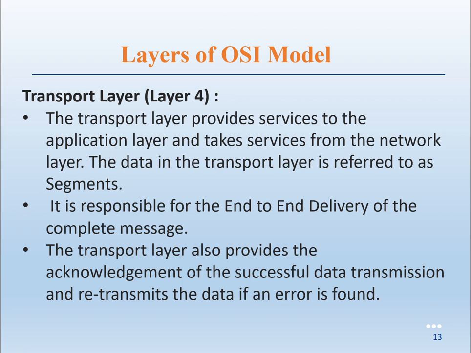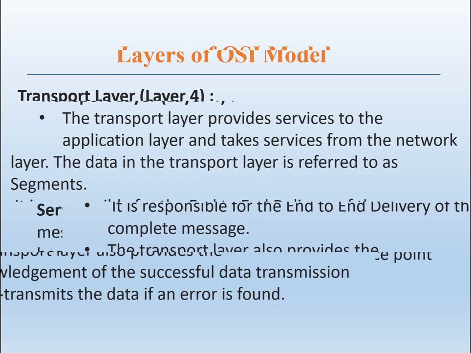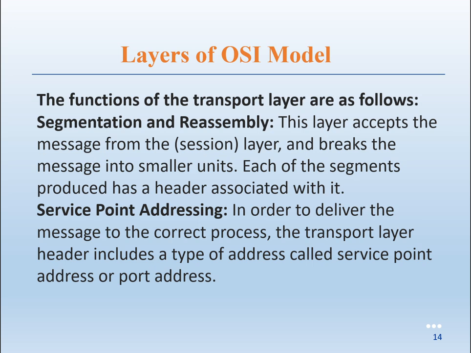The fourth layer is the transport layer. The transport layer provides end-to-end communication between two devices. It ensures data is delivered reliably, in order and without any error. It also handles segmentation, error control, and flow control. The protocols used in this layer are TCP, that is Transmission Control Protocol, which is reliable and connection oriented. The next protocol is UDP, the User Datagram Protocol, which is faster but connectionless. The functions of the transport layer are segmentation and reassembly, and service point addressing.